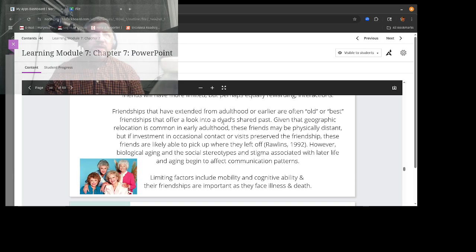Friendships that extended from adulthood or earlier are often the best friendships that we care about as we continue to move into later life friendships. Geographic location is huge, but now with technology it's not as big. Biological aging, stereotypes, and stigma associated with later life and aging begin to affect communication patterns, especially mobility and cognitive ability, right?